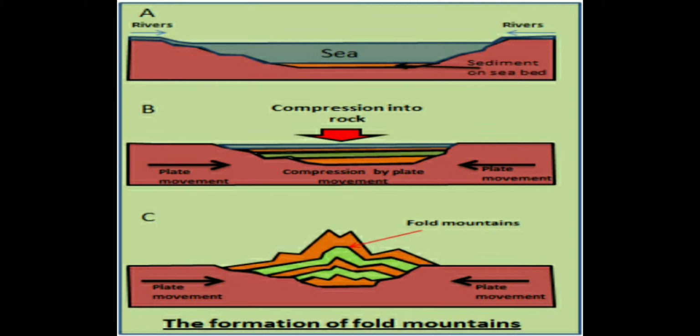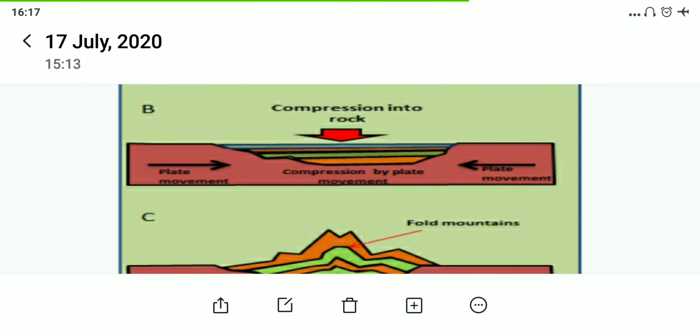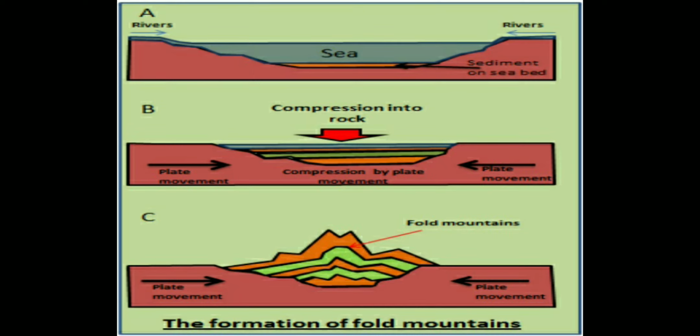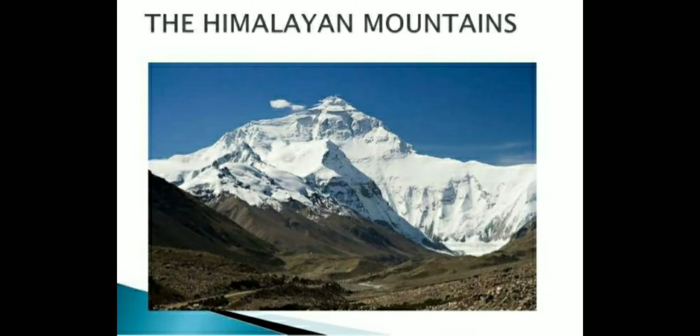Now the result is what? As a result of even further movement, earlier the plates moved, now it moved even further. And as a result, the compressed content started moving up. The movement ultimately resulted in fold mountains because different layers are there. And then the highest one, the Himalayas. I hope the formation of the fold mountain and the formation of the Himalayas is clear now. This graphical presentation makes it even clearer. Let's move on to the next part. The Himalayan mountains, the real picture.